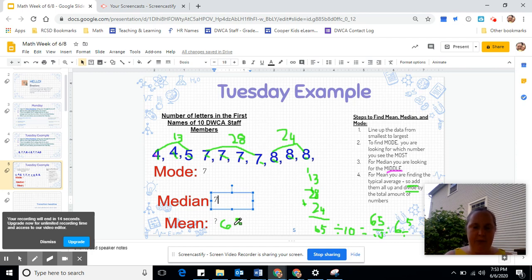So now we've found 3 different types of average. The mode of these is 7, the median is 7, and the average or the mean of it is 6 and 5/10, or 6 1/2. So hopefully that'll help.